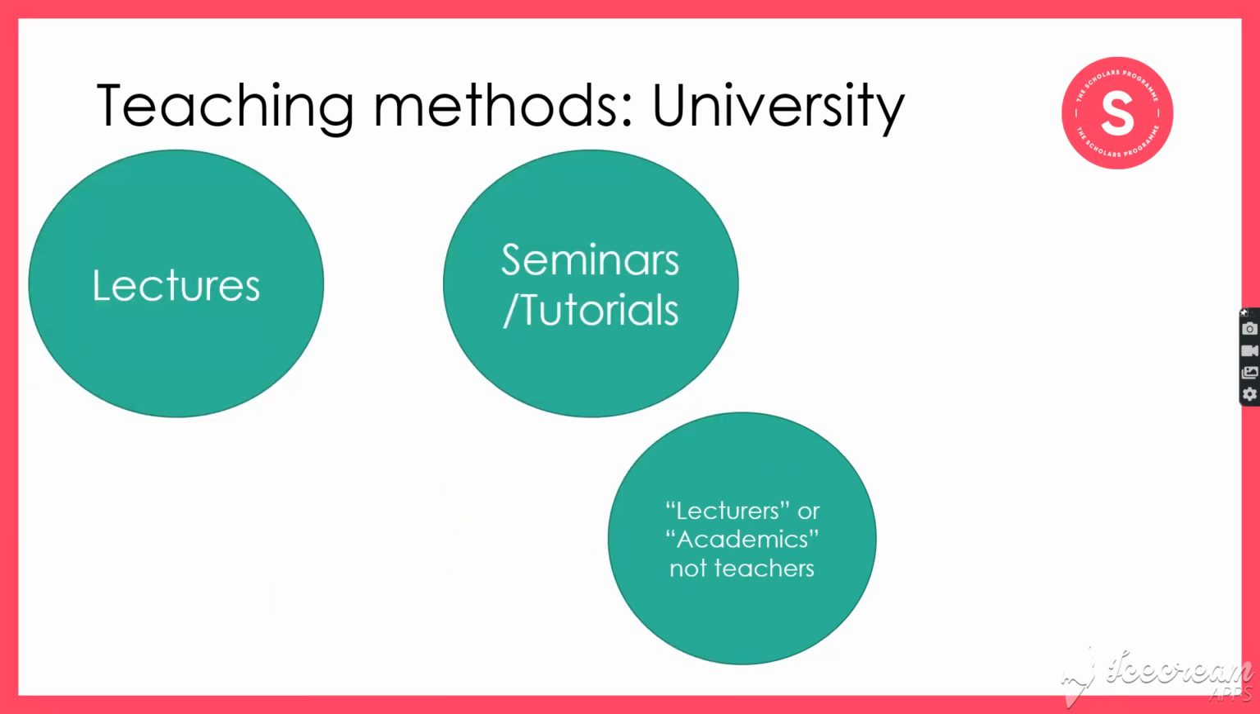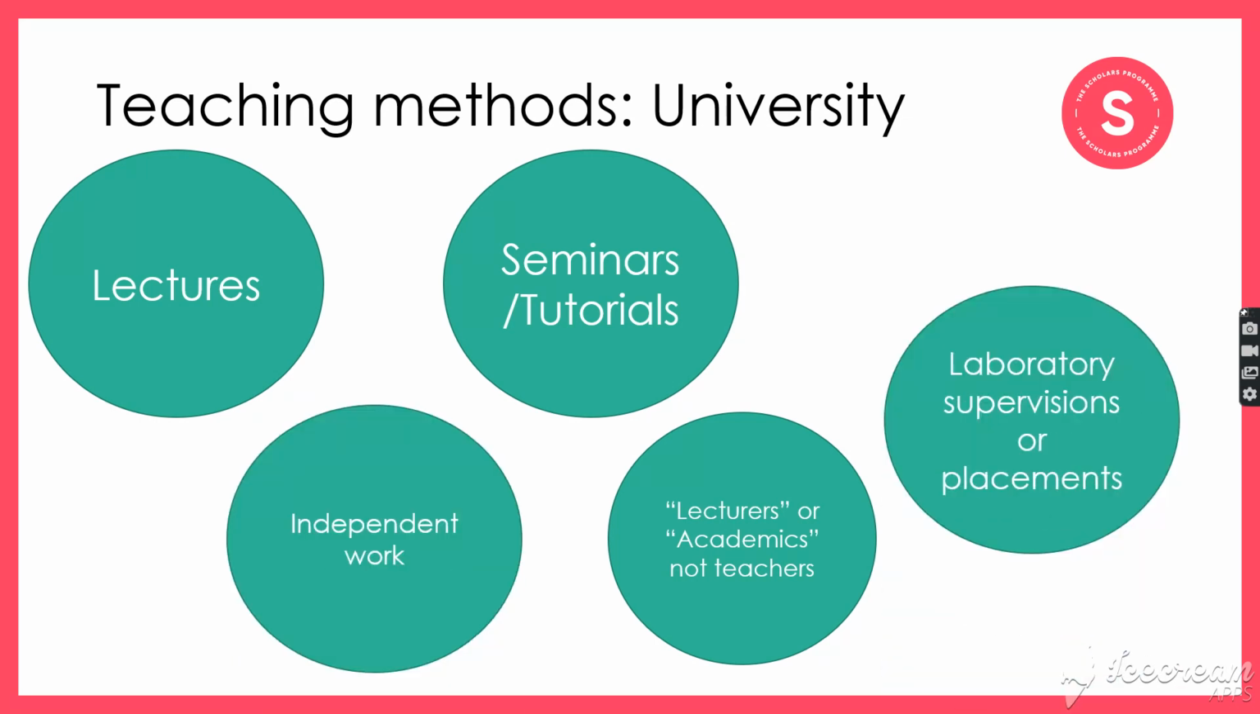Another key difference at university is that you don't have lessons, but you have lectures and seminars. I'm going to talk through in a second what these look like. One final difference at university is that you might be expected to do a placement, applying what you've learned on your course to a real life situation. For example, if you did nursing. Or you might be expected to have laboratory supervisions or to test out some of what you've learned in your science course in an experiment. The other thing that's very different to school is that at university you're expected to work a lot more independently and without your teacher.